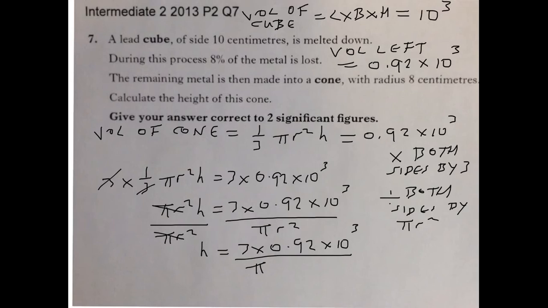And we know that r is 8 centimetres, so it's going to be pi times 8 squared. We work that out, we get an answer of 13.72711384.